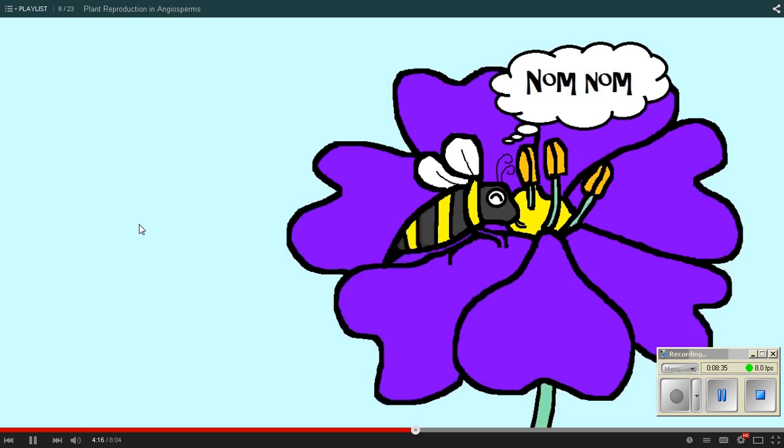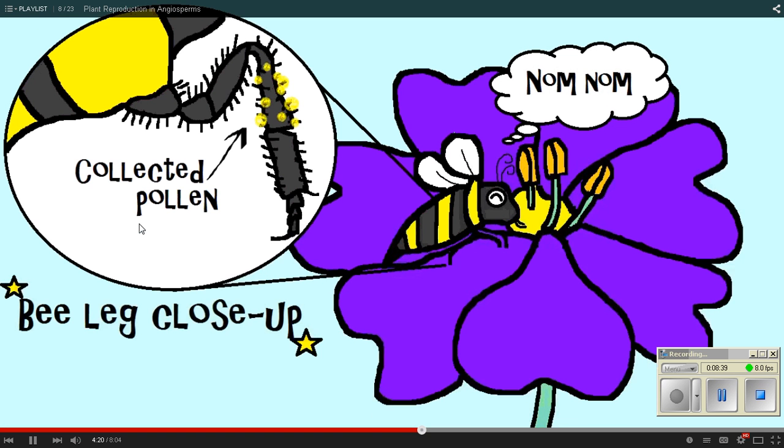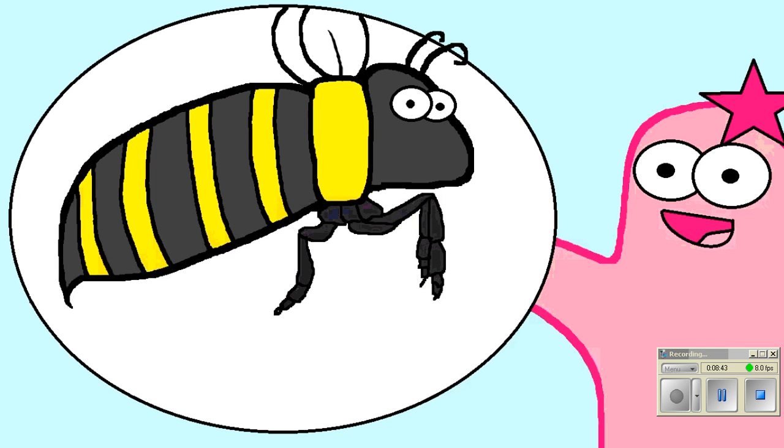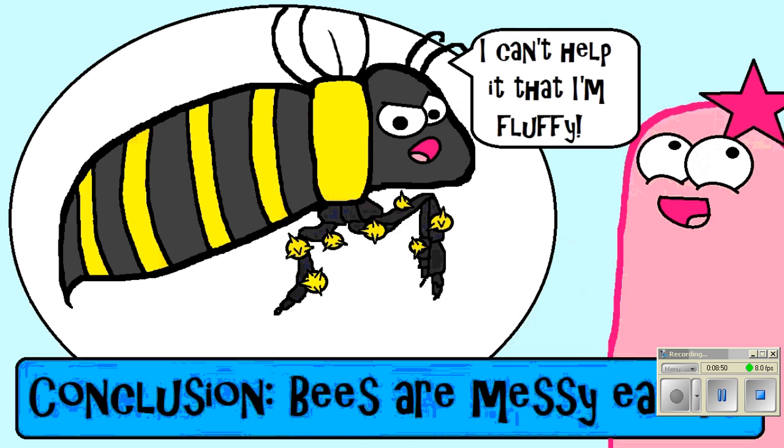As a pollinator drinks some of the sweet nectar, they tend to brush against the anthers of a flower. Remember that anthers produce pollen. Have you ever gotten a really good look at a bee? Many times you will see a yellow dust, pollen, all over their bodies. They just can't help themselves.